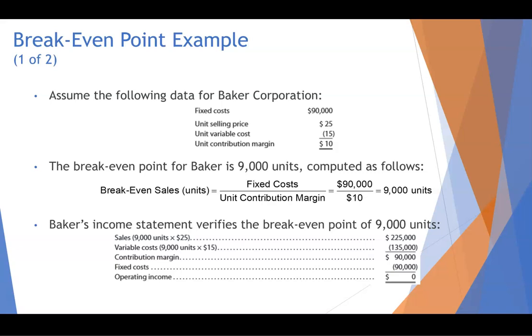So with Baker, let's assume we have fixed cost of $90,000. We have selling costs per unit of 25. Our variable cost is 15, and our contribution margin is 10. So just looking at that, we know we need 9,000 units to sell just to break even. So we see 9,000 units at $25 gives us our sales of $225,000, less our variable costs give us our contribution margin.